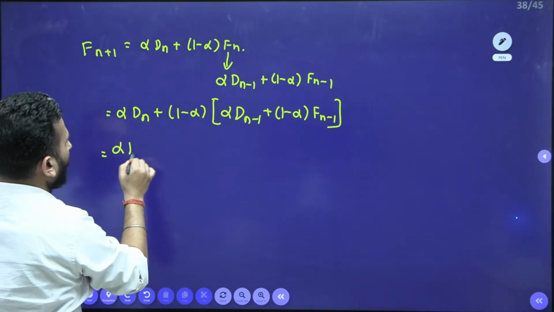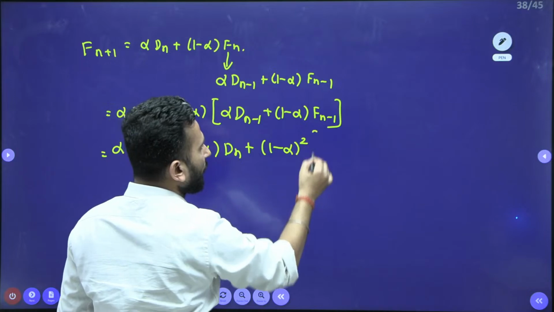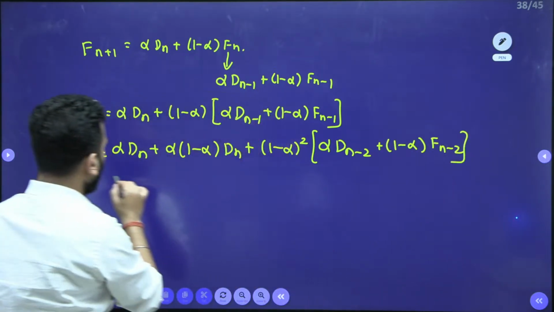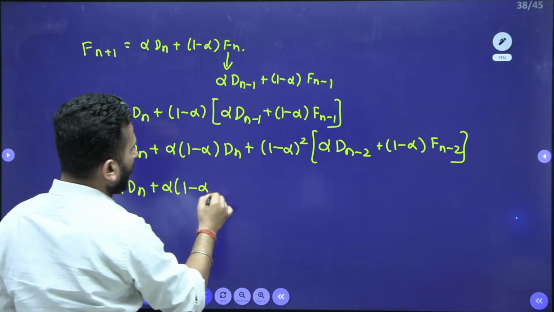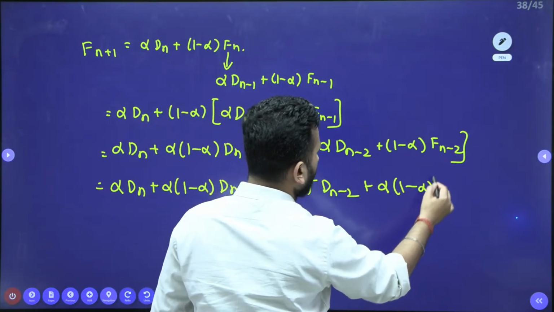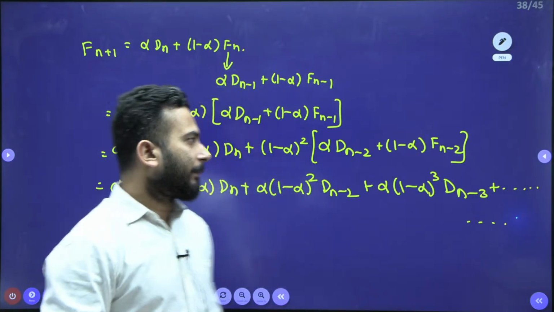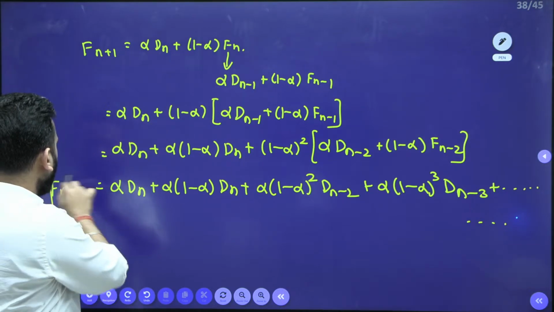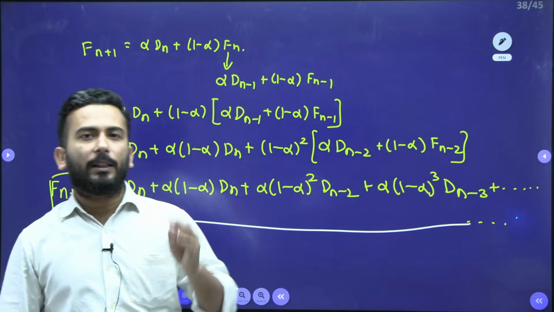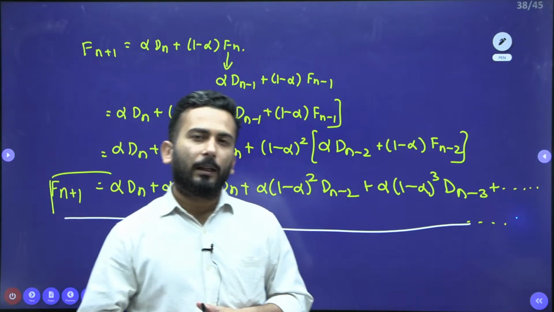So alpha Dn plus alpha (1 minus alpha) Dn minus 1 plus (1 minus alpha) whole square, and in place of this Fn minus 1 I can again write alpha Dn minus 2 plus (1 minus alpha) Fn minus 2. So alpha Dn plus alpha (1 minus alpha) Dn minus 1 plus alpha (1 minus alpha) whole square Dn minus 2, and it can go on and on. What is the basic idea? If they have not given you the forecast and have given everything in terms of demand, then this formula will become very handy. So this is the thing.